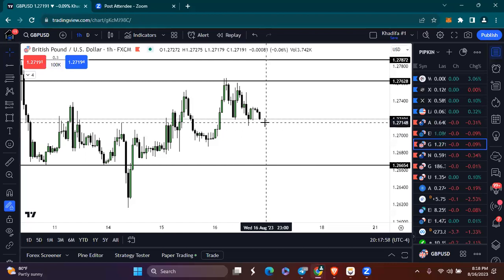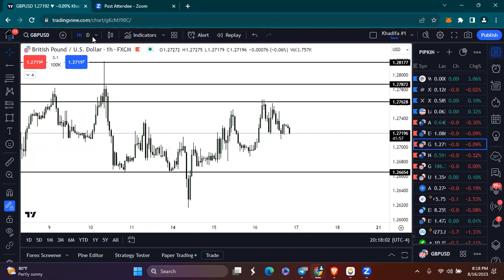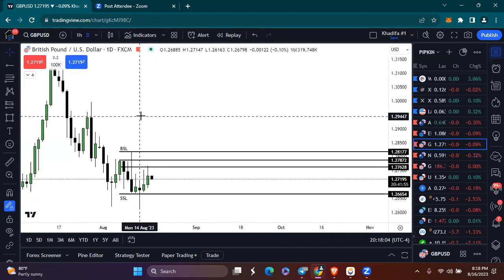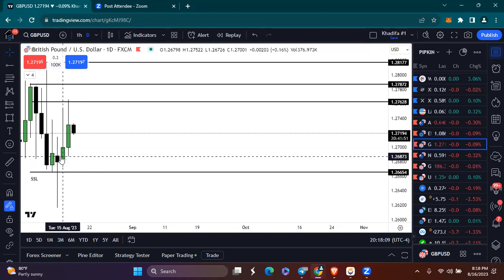Now, looking at the dollar, I want to see if we pull back down to this order block, like Monday's candle.